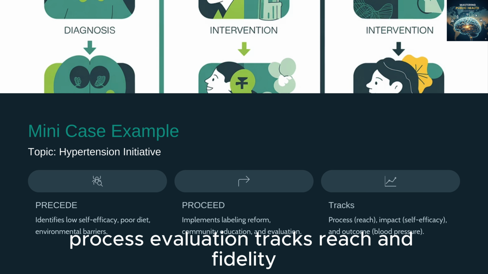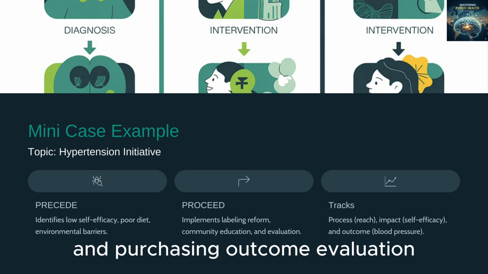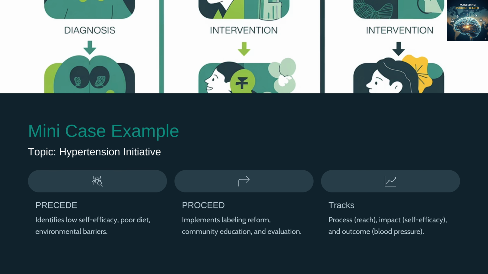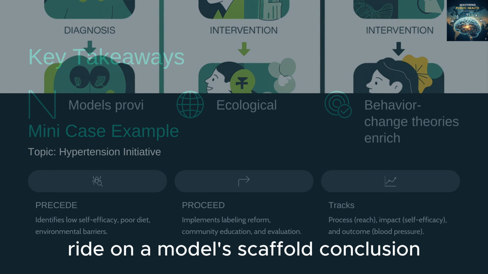Process evaluation tracks reach and fidelity. Impact evaluation measures changes in self-efficacy and purchasing. Outcome evaluation assesses blood pressure trends and quality of life. This illustrates how theory-informed constructs ride on a model scaffold.